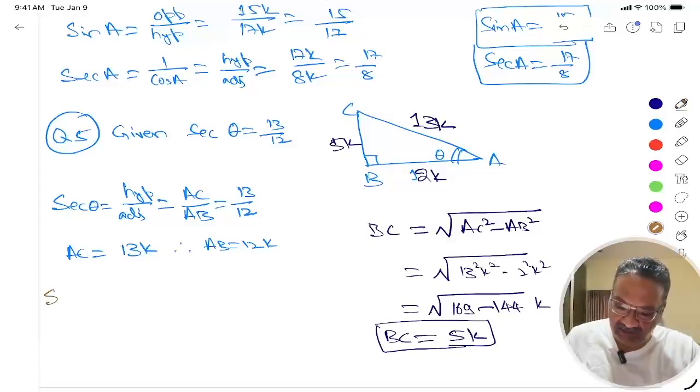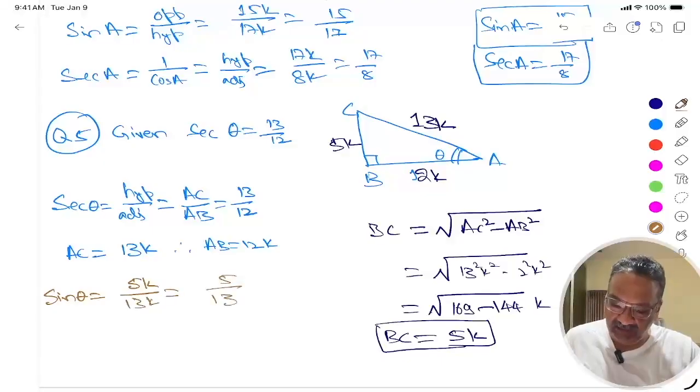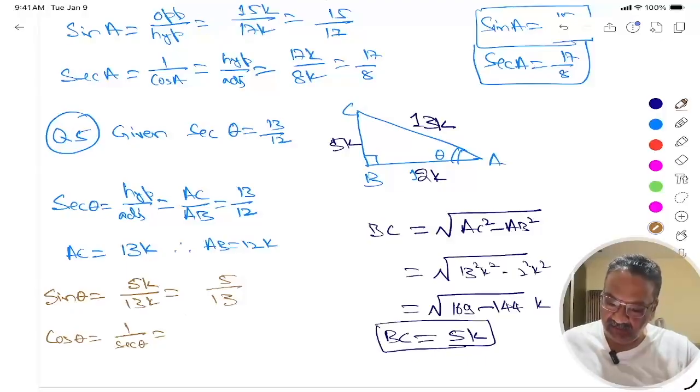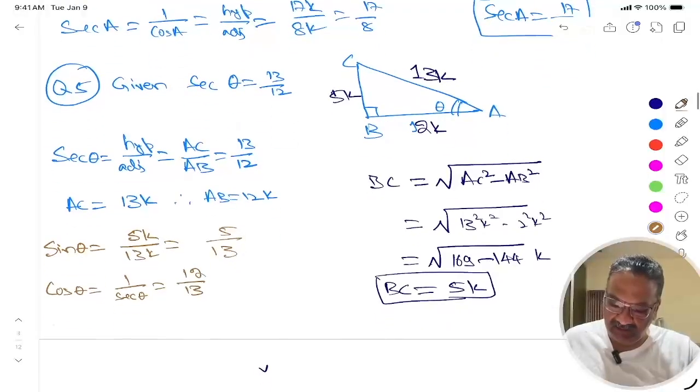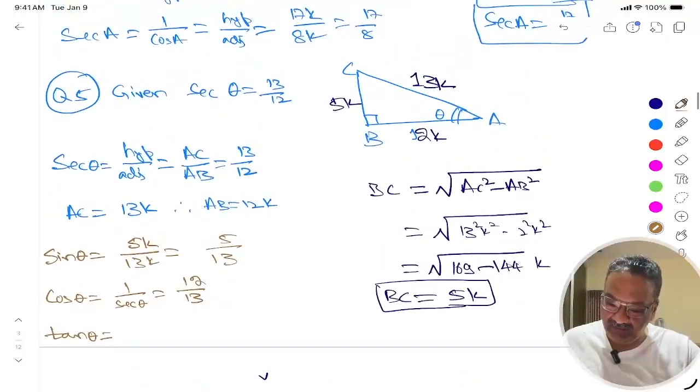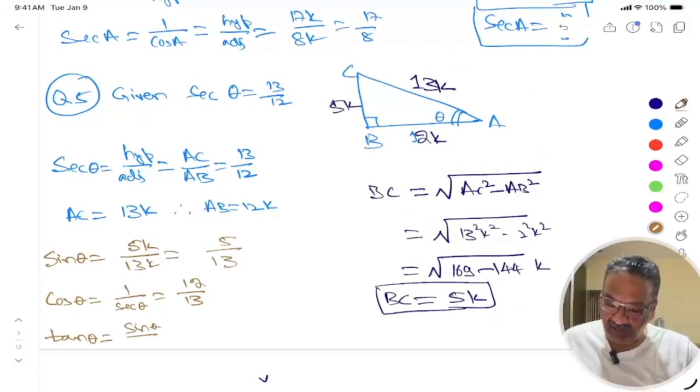So what will be sin theta? Sin theta will be opposite by hypotenuse. Opposite is 5K, hypotenuse is 13K, equal to 5 by 13. Similarly, cos theta is nothing but 1 by secant theta. Secant theta is given, and cos theta is its inverse, the reciprocal, so cos theta will be 12 by 13. Similarly, what will tan theta be? Tan theta will be sin theta by cos theta, or you can also write it as opposite by adjacent. So opposite by adjacent will be 5 by 12.